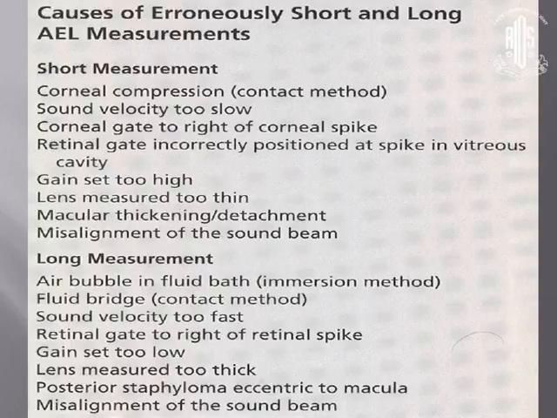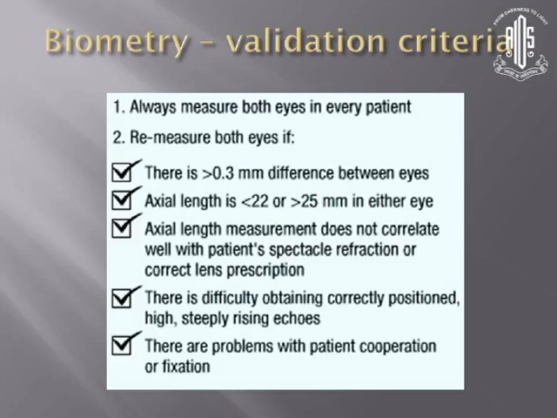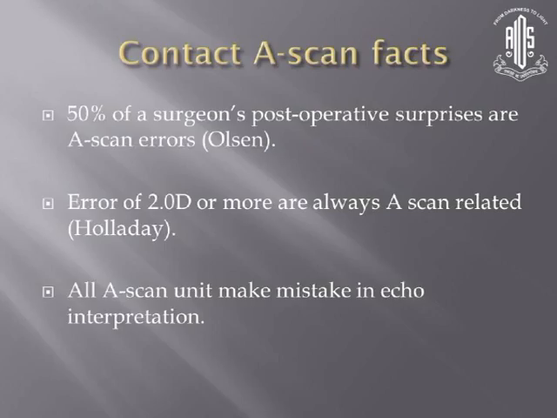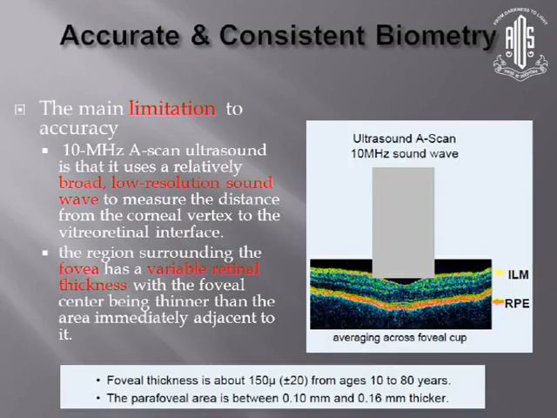There are again validation criteria for biometry also. More than 0.3 millimeter difference in axial length between two eyes, an axial length which is too short or too long, an axial length not correlating with your refraction or your glass power, difficulty in positioning the IOL, and fixation problems. 50% of all your postoperative refractive surprises are from A-scan errors, and an error of 2 diopters or more is mostly related to your A-scan. So it is very important to be sure of what you are doing.